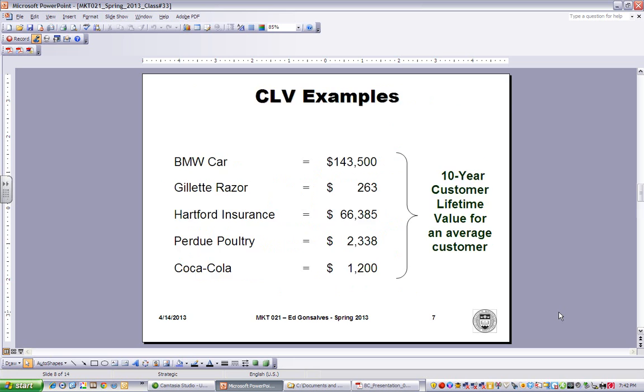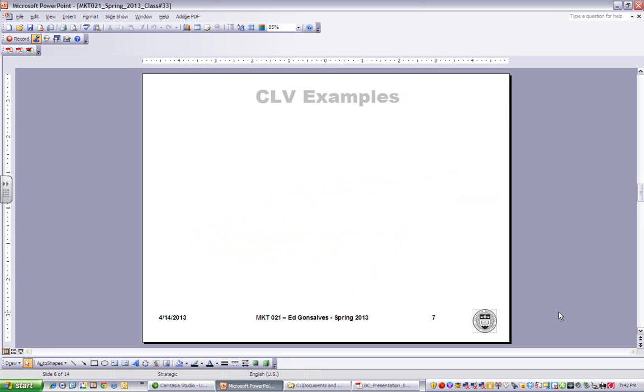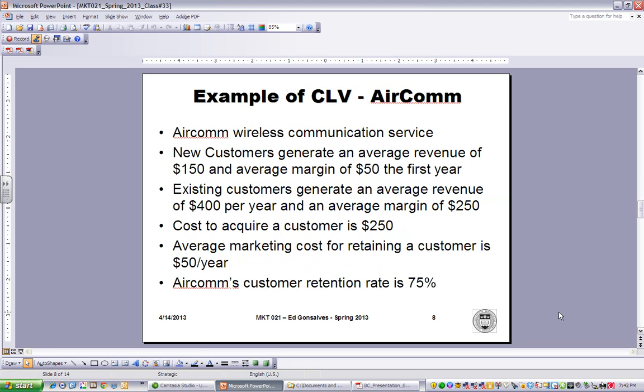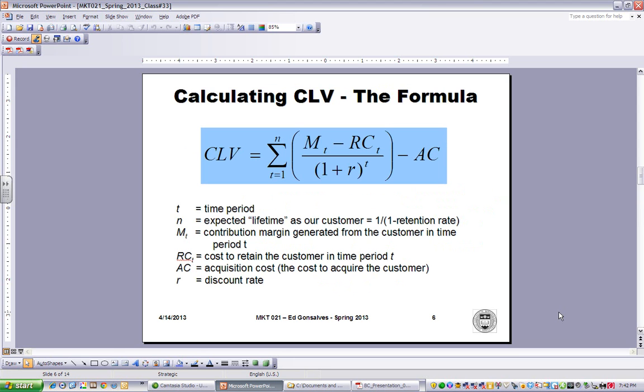Cost to acquire is $250. So if you look at the formula, AC is $250. Average marketing costs are $50, so that means RC is $50.